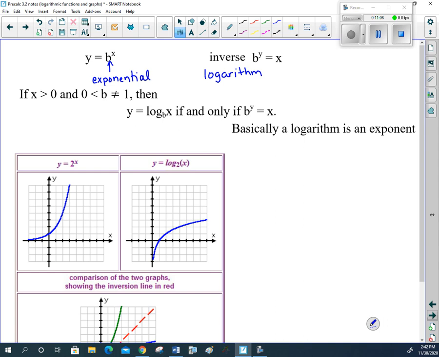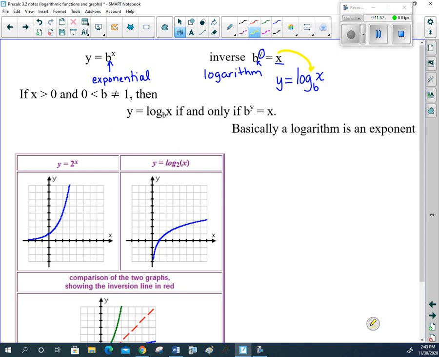So basically what you say is, I'm going to start here with this. I'm going to start with the power, y equals log, and this base right here is still the base, so log base b of, and then whatever's left over here, that's how we would solve that. That's how you would change that to that, okay?